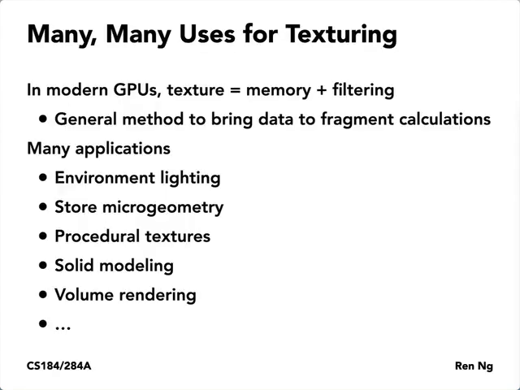The way I want to encourage you to think about it in general is that in modern GPUs, texture mapping is like general memory in the GPU plus filtered lookup. What was filtering again? It's all this anti-aliasing stuff that we just talked about, okay? It's a general method to bring data into fragment calculations. Fragment, you might remember I described, was basically a name for a sample in rasterization. It's a general method to bring high frequency, high resolution data with anti-aliasing, backed up by GPU memory lookup hardware, into those fragment calculations.